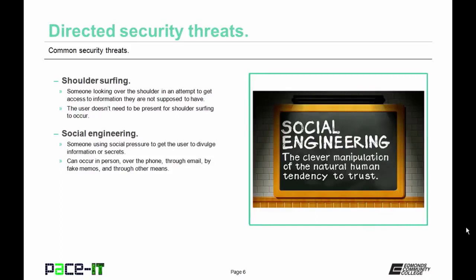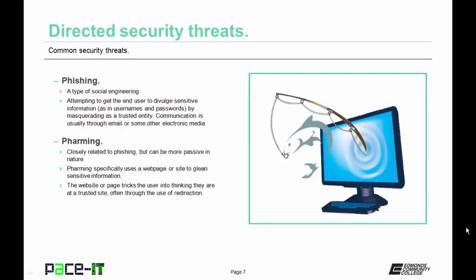This is where social pressure is applied to get a user to divulge information or secrets. Social engineering can occur in person, over the phone, through email, fake memos, and so on and so forth. Anything that tricks the user into divulging information that they shouldn't. Now there are several different types of social engineering attacks.